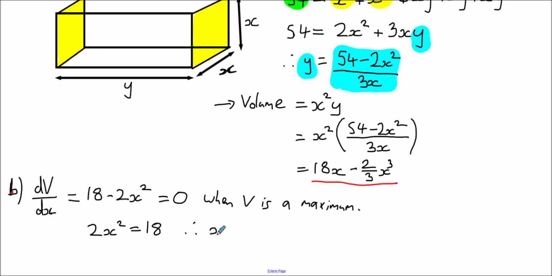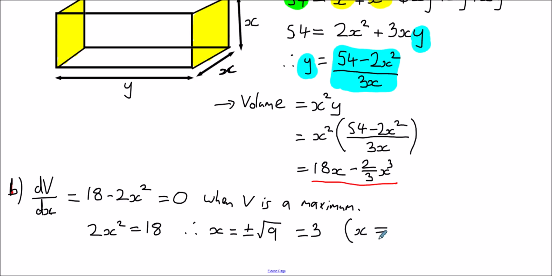Therefore we'd have x being plus or minus the square root of 9. Now just take a step back and think to ourselves what x actually represents in our case. X is a length, and so we need to reject the negative root of this. We need to just go for the positive root of 9, which is 3. So maybe just make a little note.